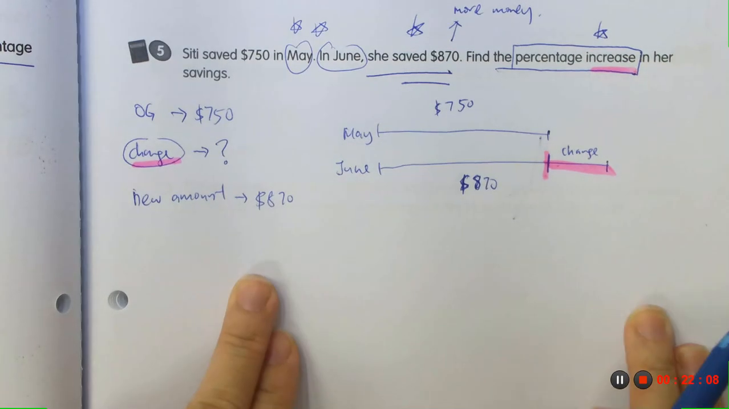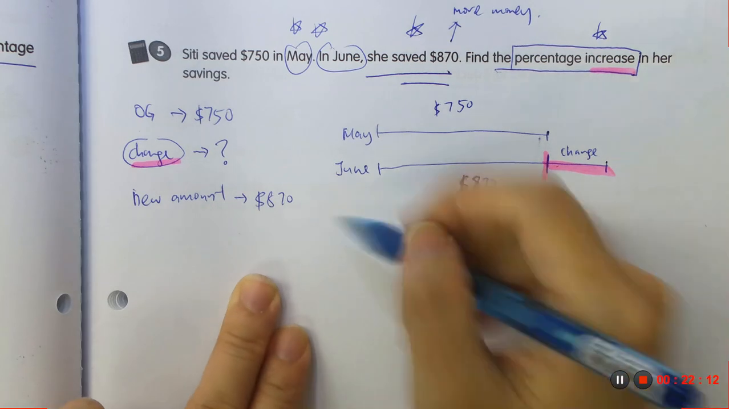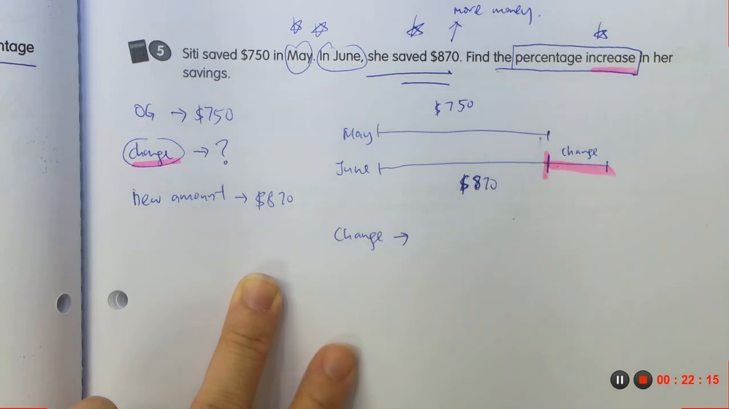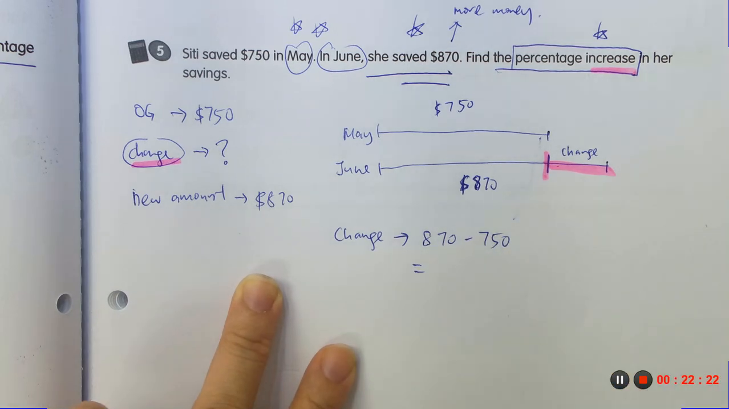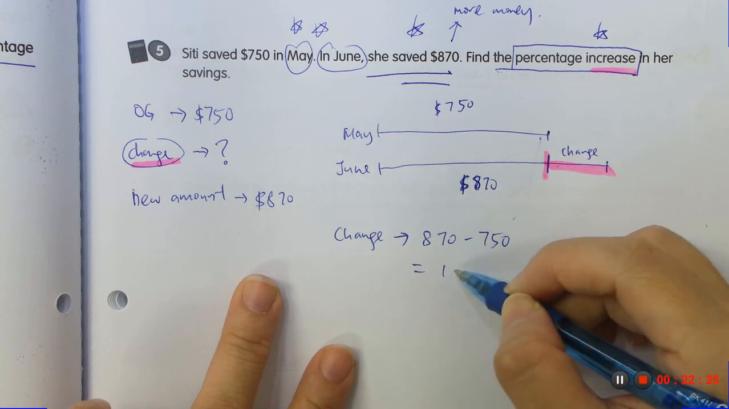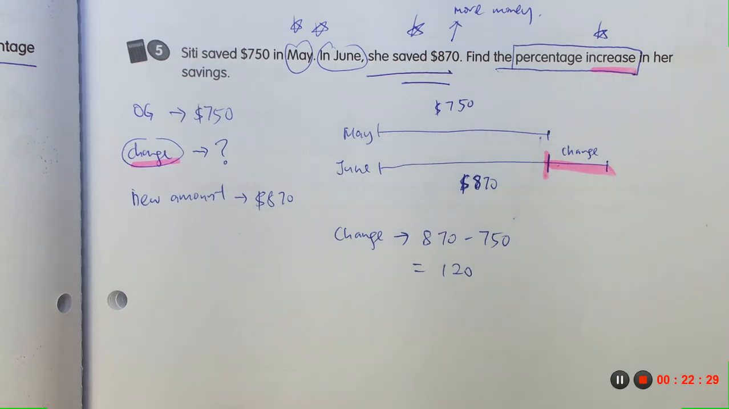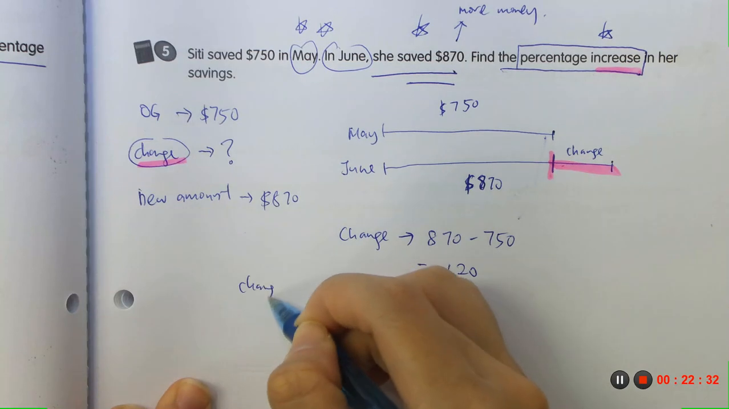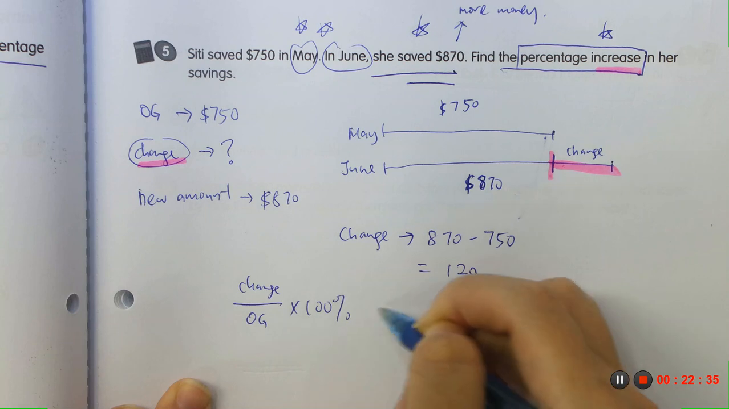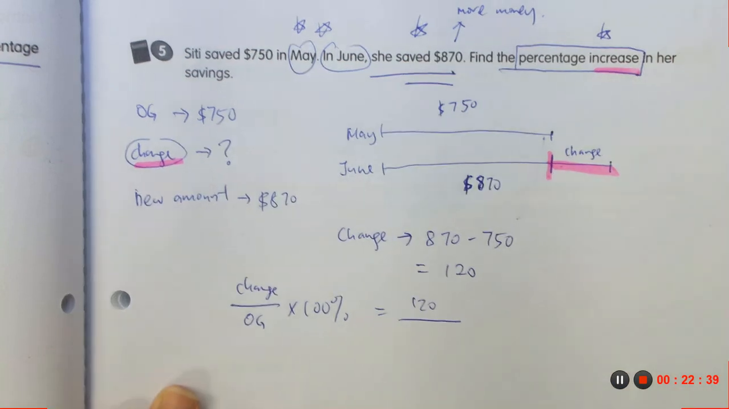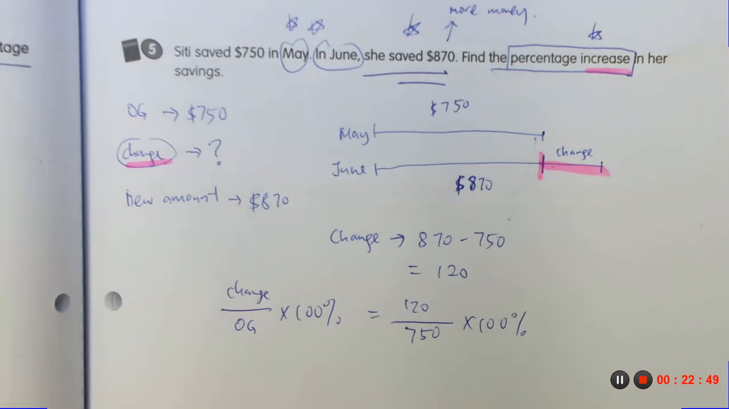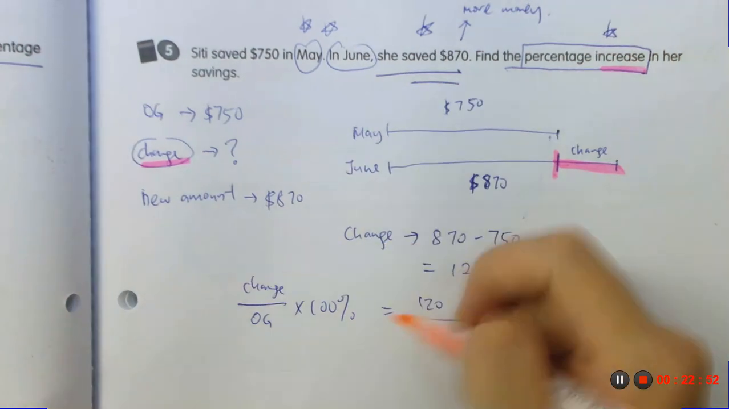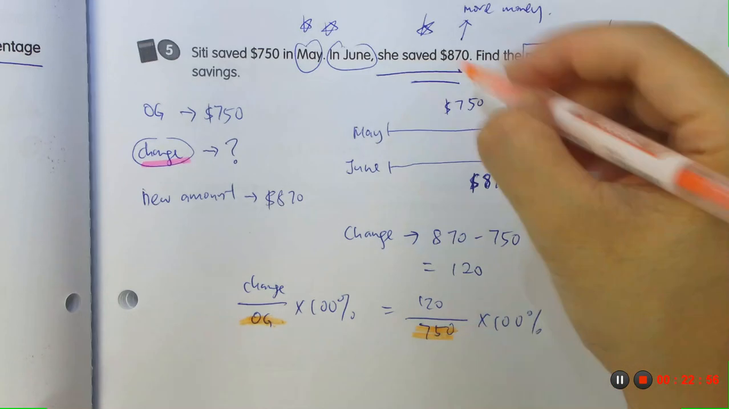So, for this question, you need to do what Ananti has done. I have to find the change first. It is an increase. The difference between the two months, 870 minus 750, which is 120. Now, then I have the formula, change on top of the original times 100%. The change I know is 120. What's the original? Is it 870 or is it 750? 750. That is a very important thing, being able to identify what number to put as the denominator.